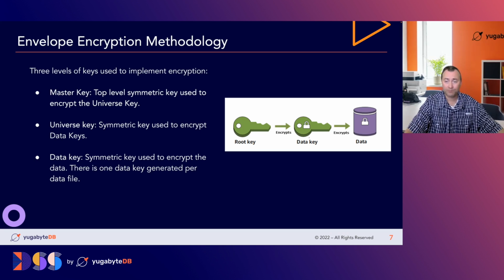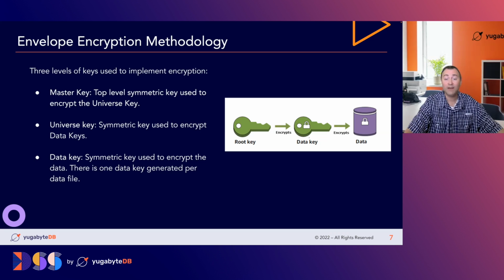Starting from the bottom up, we have a symmetric key, which we'll call the data key for the sake of this presentation. The data key is used to encrypt the database files which store data. The universe key is a symmetric key used to encrypt the data keys, and the master key is used to encrypt the universe key. This process is also known as envelope-based encryption.